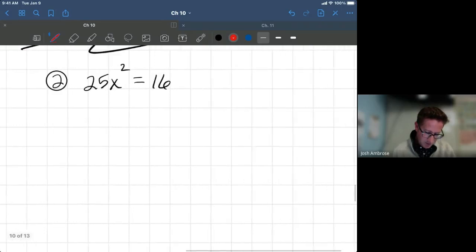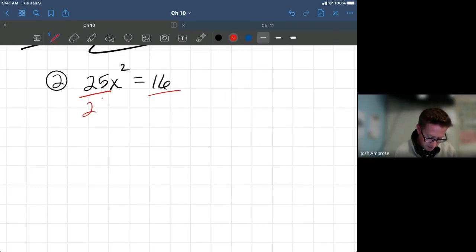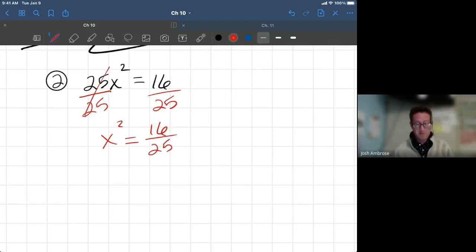Example problem number 2. We don't have any plus or minusing to do. So let's immediately move into step 2, which is let's divide to isolate that x squared. Divide both sides by 25. All right, that crosses out here, leaving us with x squared equals 16 over 25.